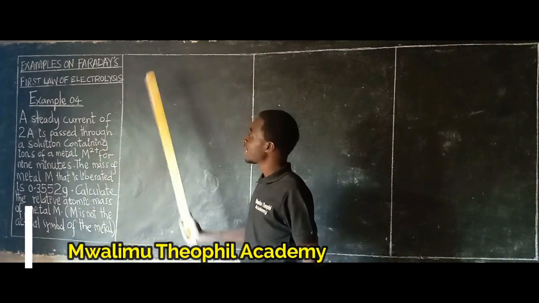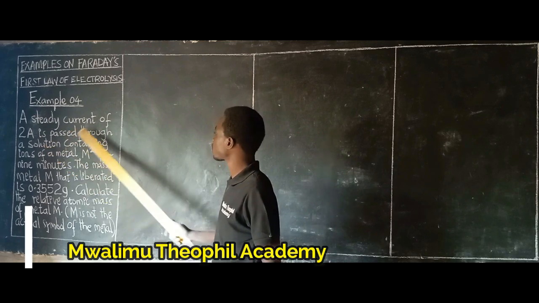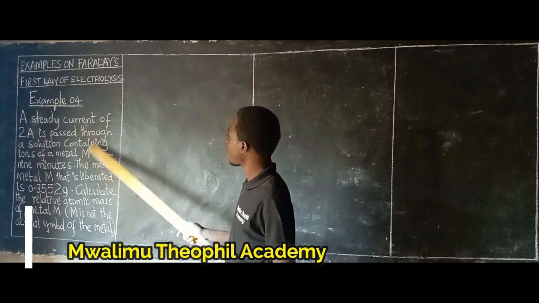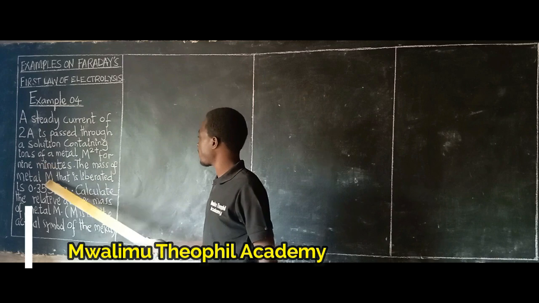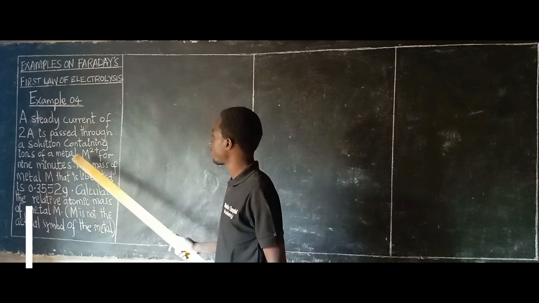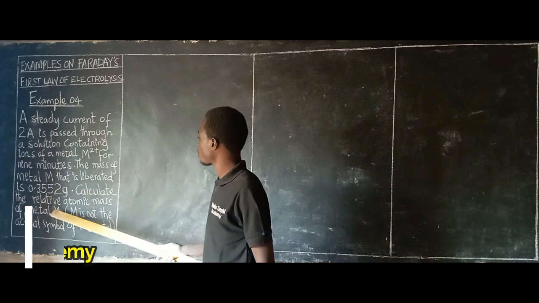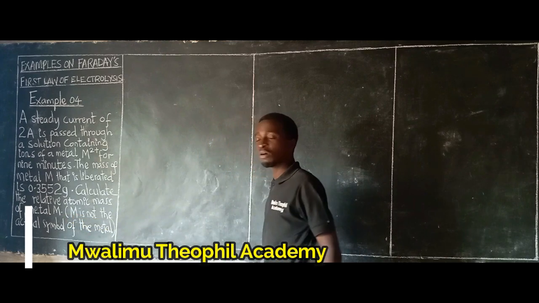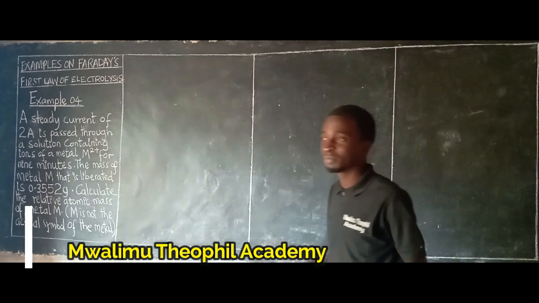It is stated that a steady current of 2 ampere is passed through a solution containing M ions of metal M for 9 minutes. The mass of metal M that is liberated is 0.3552 gram. Calculate the relative atomic mass of metal M, given that M is not the actual symbol of the metal, so it is just a representative of a certain metal.